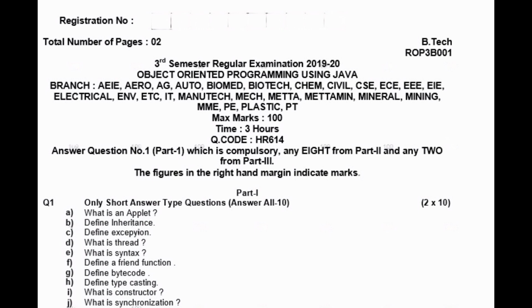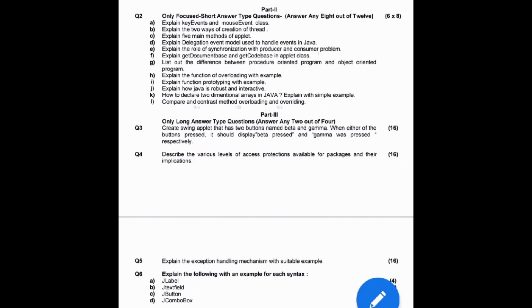Part 1 consists of 10 questions which are compulsory, and each question carries 2 marks, so the total is 20 marks. In part 2, there are 12 questions, out of which the student has to answer a minimum of 8, and each question carries 6 marks. Part 3 contains 4 questions, out of which the students have to attend a minimum of 2, and each question carries 16 marks. In some questions there are 2 bits, and each bit has 8 marks.